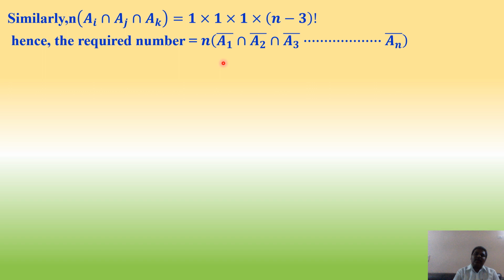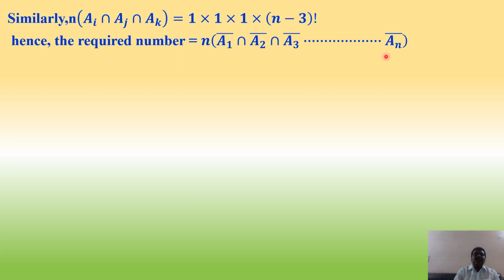The remaining, whatever it may be. In A2 bar, my letter A2 does not go to its correct envelope. What about A3 bar? My letter A3 does not go to its correct envelope. What about An bar? My letter An does not go to its corresponding nth envelope. Right? So all these intersections give what? No letter goes to its corresponding envelope.